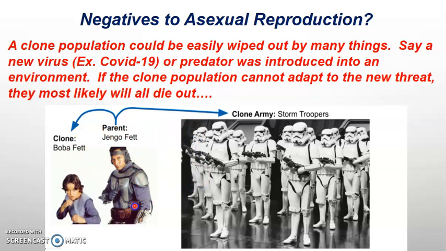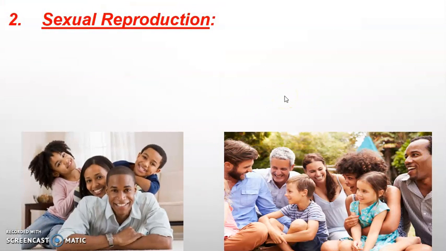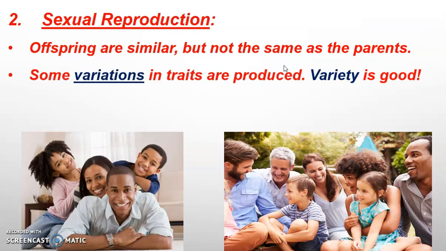So having an entire clone population that are all identical is not advantageous, which is why over 99% of all life forms on Earth prefer to do sexual reproduction, where each offspring is similar to the parents but not identical, right? Because they have some variations in the traits that were passed on to them, and variety is good. Variety ensures your survival ultimately as a species, not necessarily as an individual, but as a species overall.